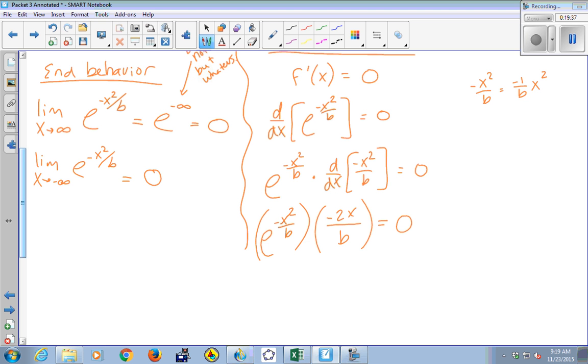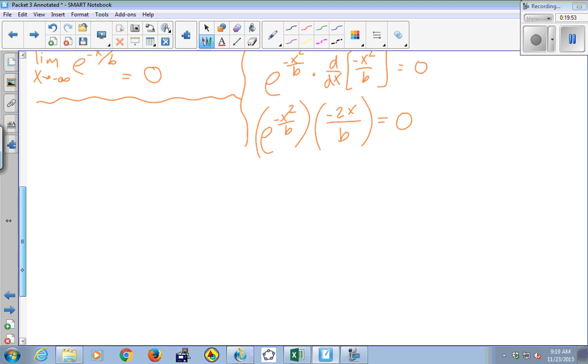All right, so this is handy because it's already written in factored form. I'm multiplying two quantities together here, and the answer is 0. The only way that can happen is if one and/or the other quantity is 0. So either e to the negative x squared over b is 0, or negative 2x over b is 0.